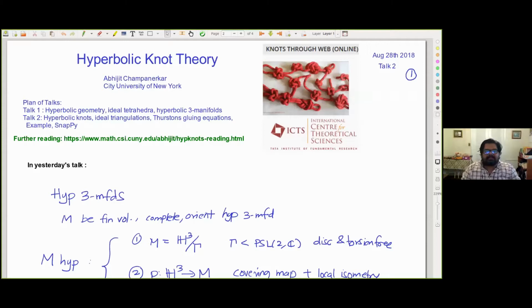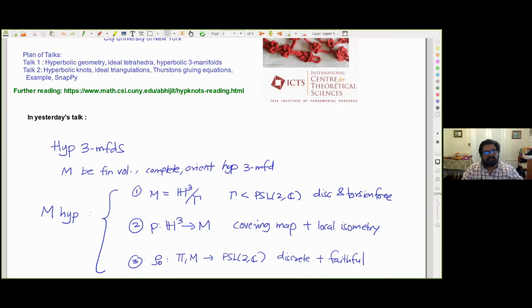This is the second talk on hyperbolic knot theory. As we saw yesterday, we stopped at the definition of hyperbolic three-manifolds. So today we will look at a little more structured theorems for hyperbolic three-manifolds, ideal triangulations, gluing equations, some examples, SnapPy. And if I get time, I would want to do one more thing, which I'm not going to say now. That will be a surprise.